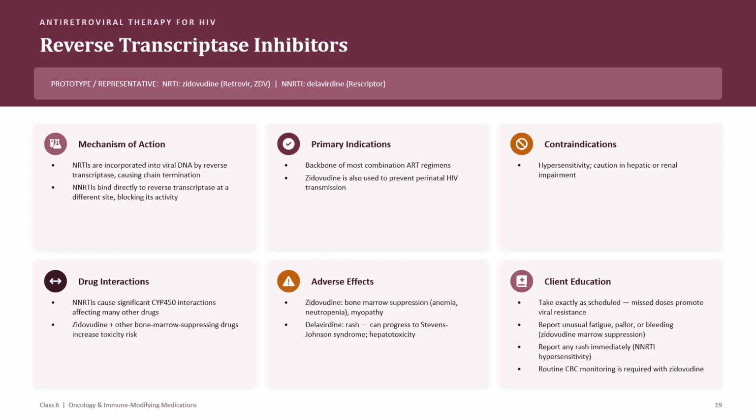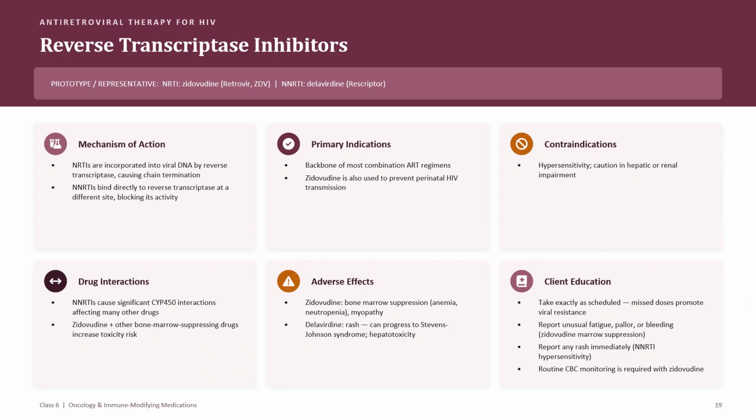So the NRTIs, which are the zidovudines, are like fake DNA building blocks. The enzyme grabs that fake piece and tries to keep building the DNA chain. But that's where the chain terminates, right there when it grabs that fake DNA building block, because it's the medication and not actually the building block that it thinks it is to continue that DNA chain build.